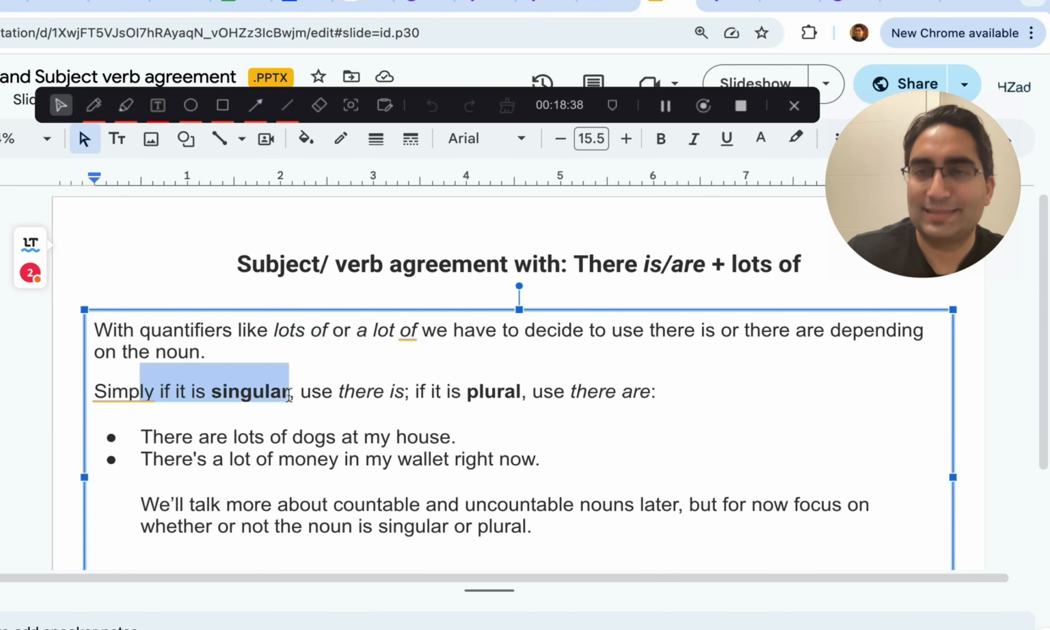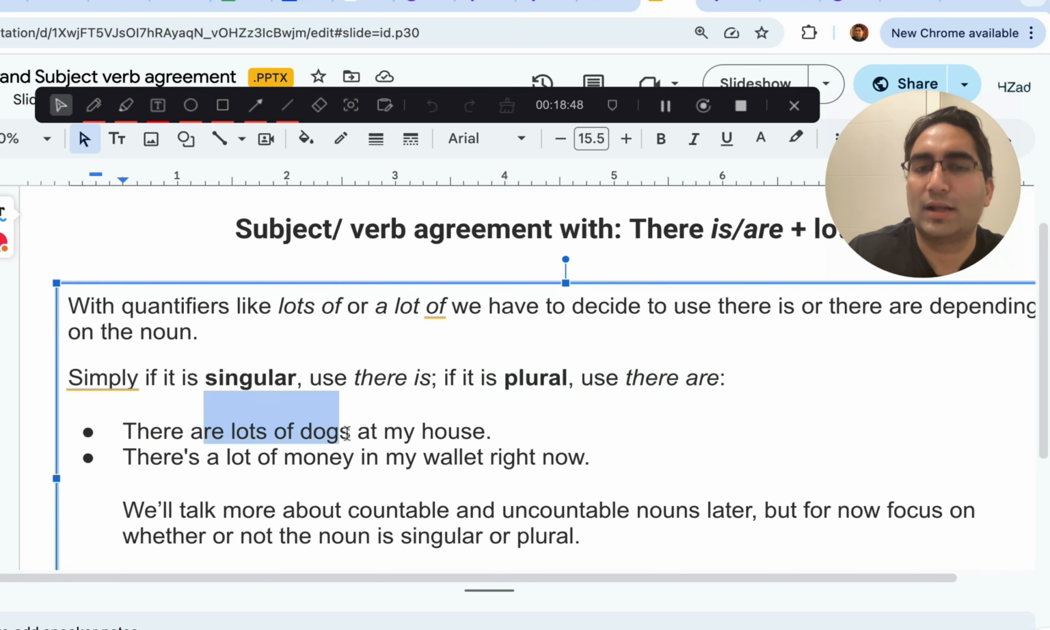If it is singular, use there is. If it is plural, use there are. Obviously, right? But let me show you some examples. There are lots of dogs. So there are lots of dogs. Lots of dogs is plural. I think this is something you would write. This is easy to understand, I hope.